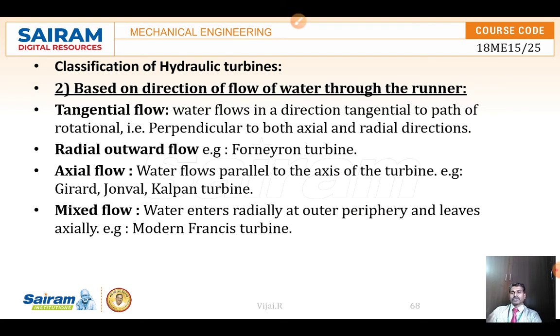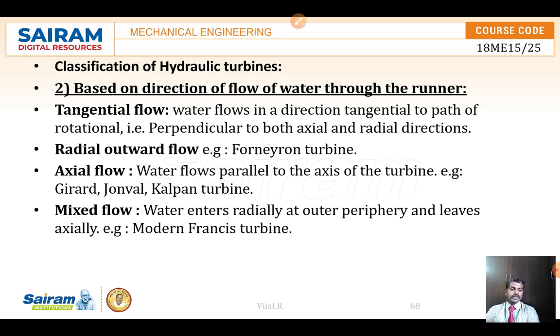So, the classification of hydraulic turbines based on the direction of flow of water through the runner. How the water is going to hit on the blades, whether the water is hitting the blade in a tangential manner, or radially inward or radially outward, or axial flow. The movement of the water which hits on the turbine blades is very important. The direction of hitting in the blade is very important.